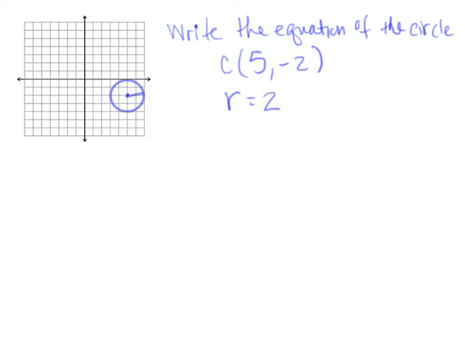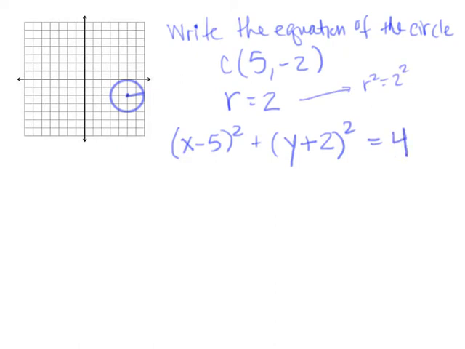So now we have the two important pieces of information, and we can write the equation of our circle in parentheses x minus 5 squared plus y. This is a -2, so +2, since minus a negative gives you +2, squared will equal r squared. Remember that r squared is what we'll need, so this will in fact be 4. That is our first example using the coordinate plane there.